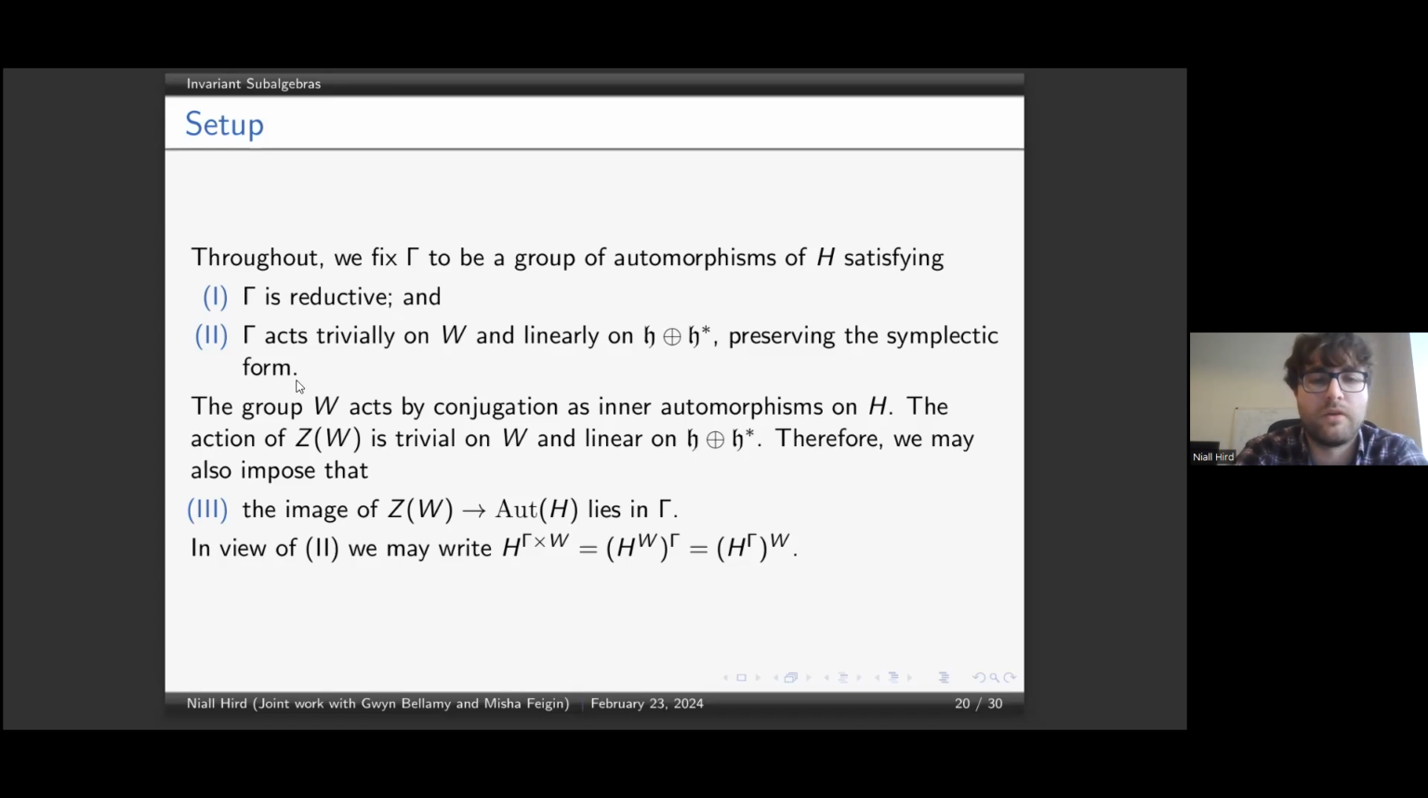Okay, so since gamma acts trivially on W, it doesn't matter which way around we think of the invariants of these. So that's why we just write gamma cross W sometimes, and that just means that these are invariant under W, and also that they're invariant under gamma.